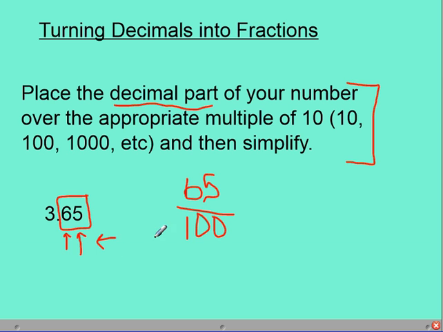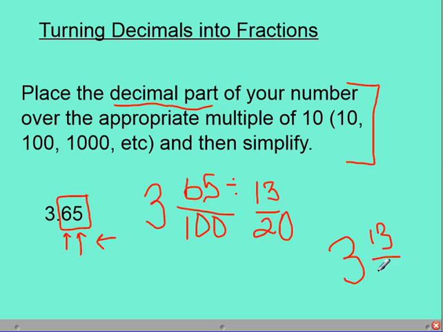So this decimal becomes the fraction 3 and 65 100ths. But you're not quite done yet because I need you to simplify that. If I take 65 over 100, both of those numbers can be divided by 5. So if I do that to simplify, 65 divided by 5 is 13, and 100 divided by 5 is 20. So my final answer here is simply 3 and 13/20.